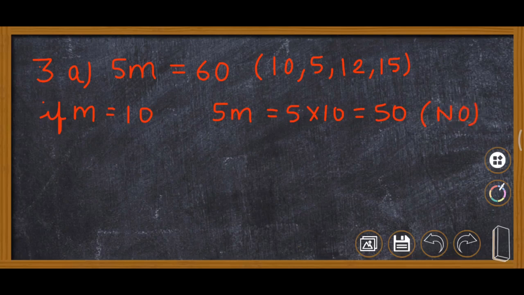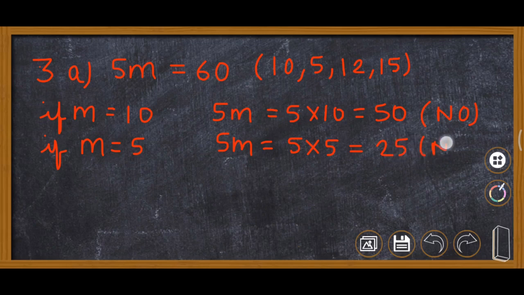Means m is equal to 10 is not the solution. Then given m is equal to 5. So here 5m is equal to 5 multiply 5, which is equals to 25. Now again it is not equals to 60, that's why it is not the solution.